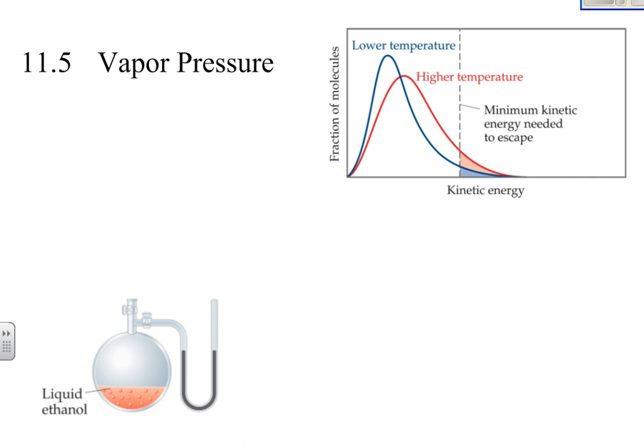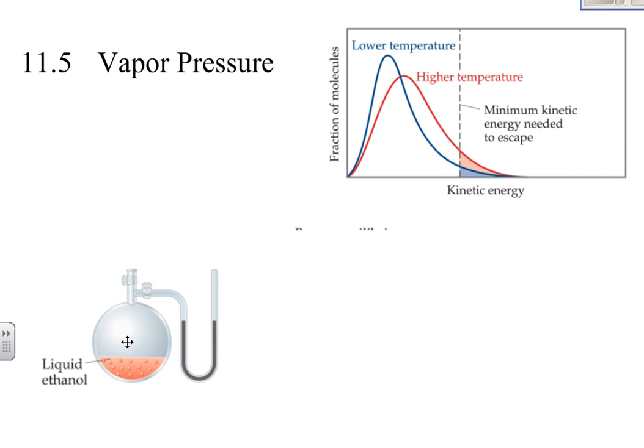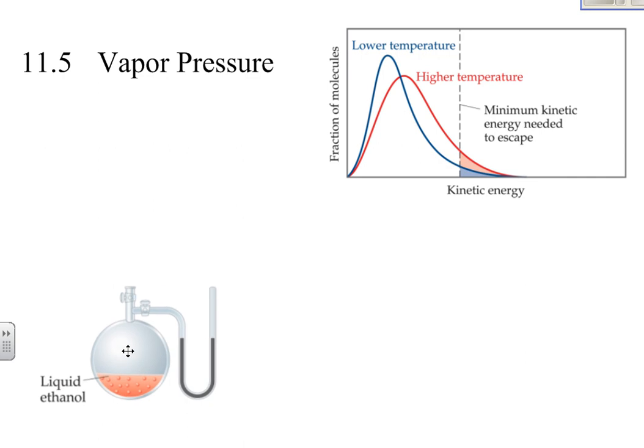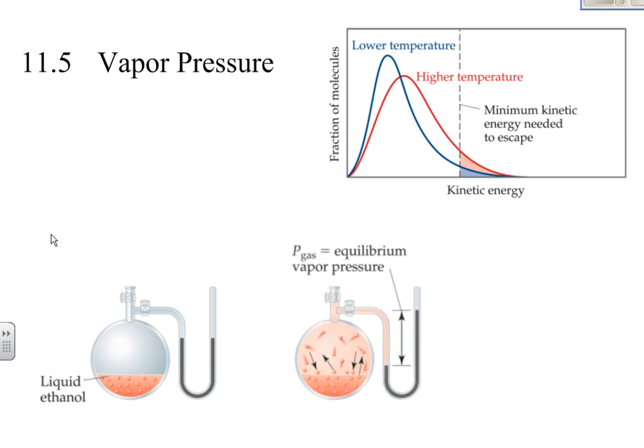So in the lower left-hand corner here, we have an experiment that's designed to take a look at the vapor pressure, in this case of ethanol. And you can see that the liquid is put at the bottom of the flask. The flask was evacuated of all gases on the top. And so what it's able to do then is the liquid will then evaporate. As the liquid evaporates, the pressure goes up.